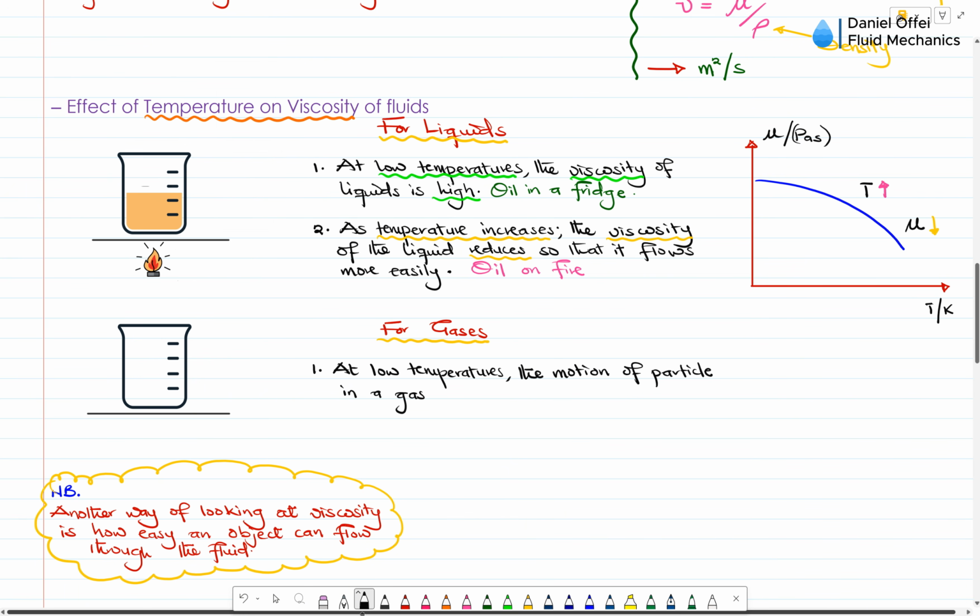We know gas particles are always on the move, so at low temperatures, the motion of the particles in a gas is relatively slow because they possess low kinetic energy. That is, the energy they require to move with speed is very low. That is when the gas is at a low temperature.